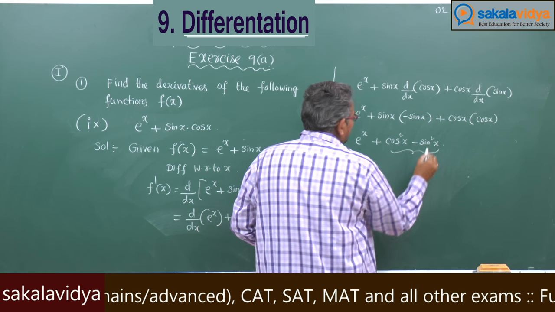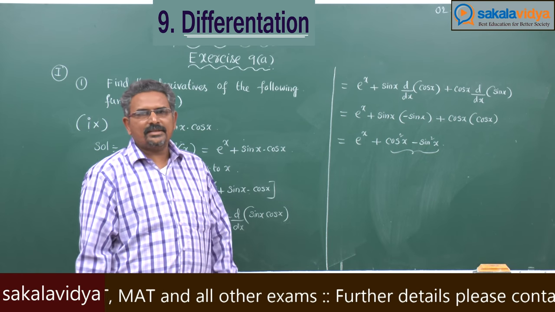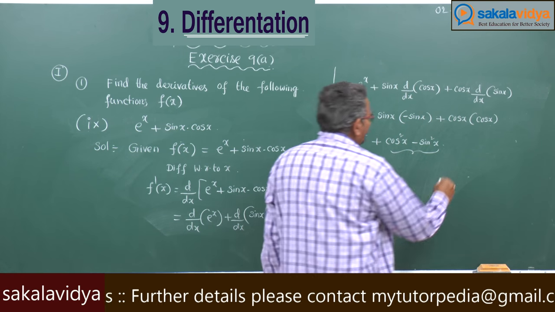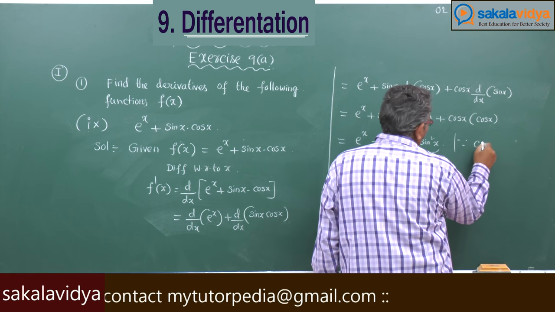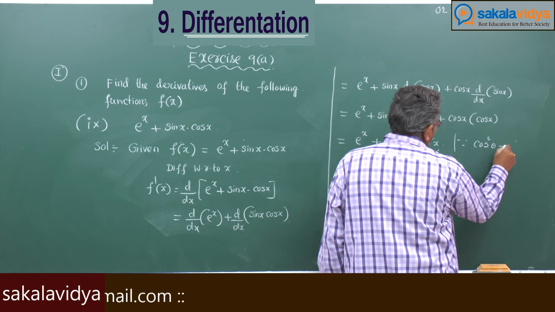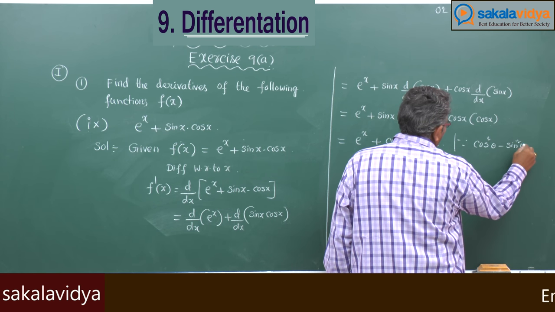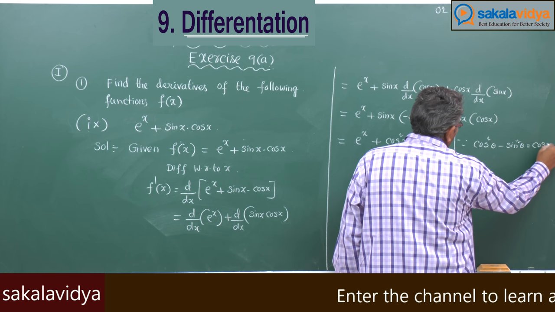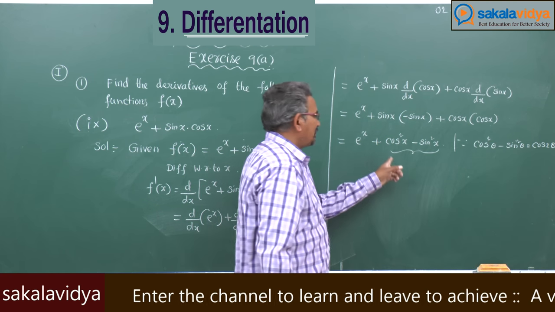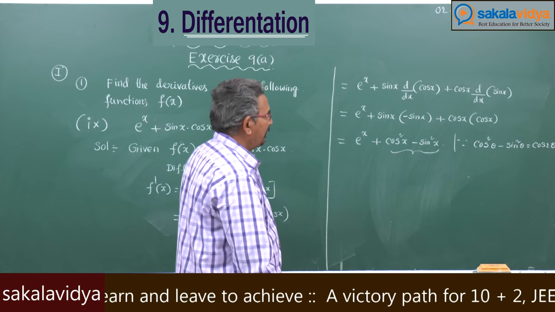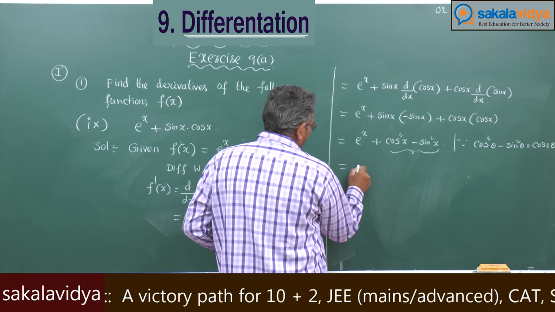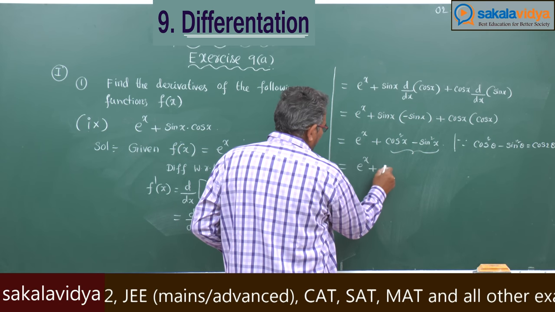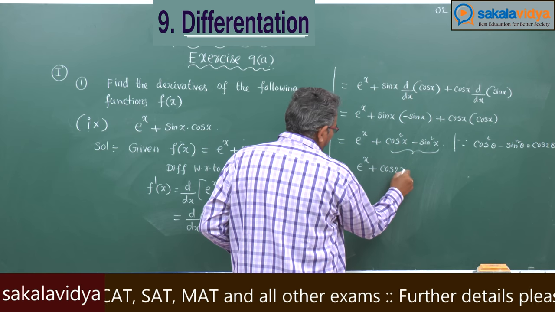See, this cos square x minus sin square x is nothing but cos 2x. From trigonometry, we have this formula: cos square theta minus sin square theta is equal to cos 2 theta. So, it is replaced by cos 2x. So, e power x plus cos 2x.